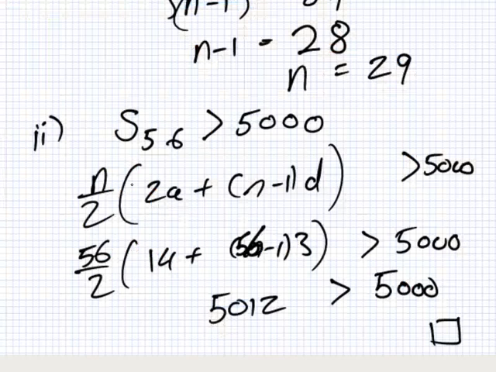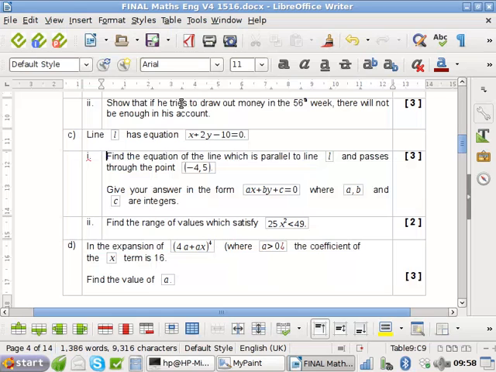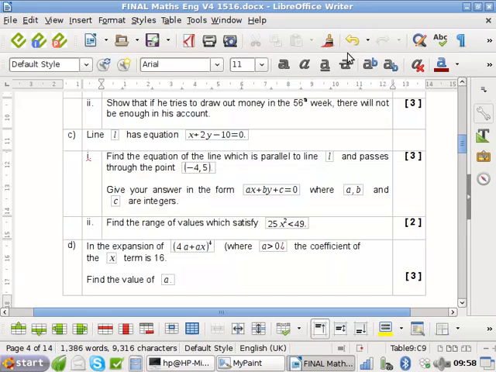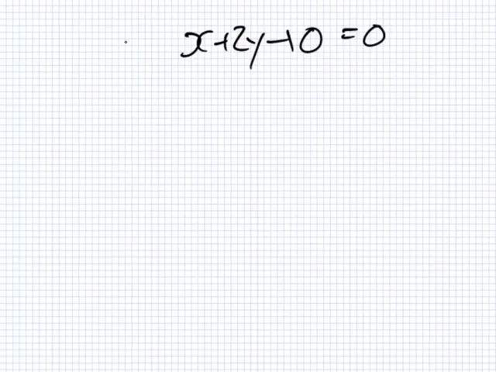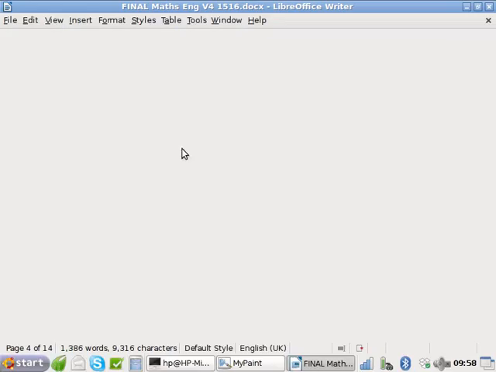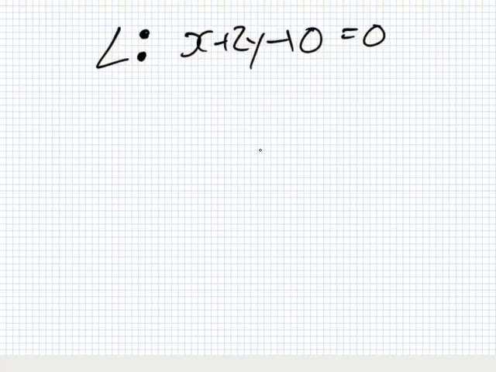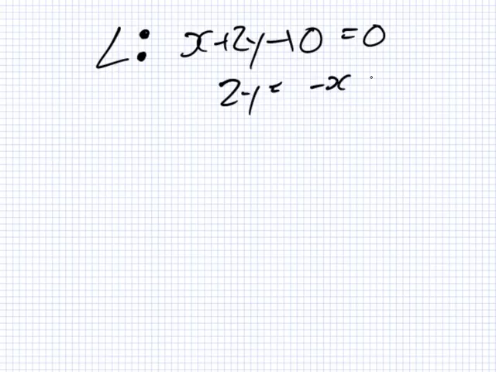Right, so we have x plus 2y minus 10 equals 0. This is our line L. Find the equation of the line which is parallel to L and passes through the point minus 4, 5. Okay, so firstly, we rewrite this. 2y equals minus x plus 10. So y equals minus a half x plus 5.